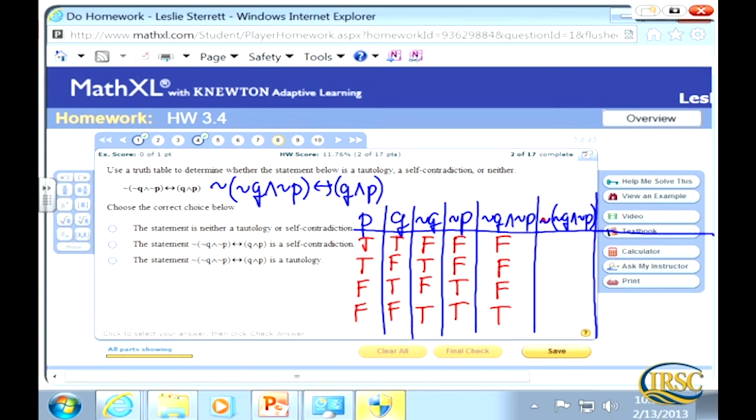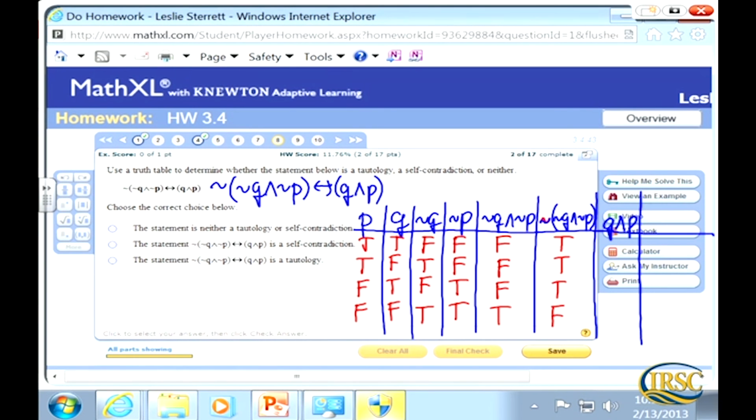Now remember, when you have a negation outside parentheses, it just means take the opposite of what you just did in parentheses. So that gives us true, true, true, false. Now we have to do the other parentheses. We don't have a choice. So Q and P. Okay, going all the way back to the first two columns.